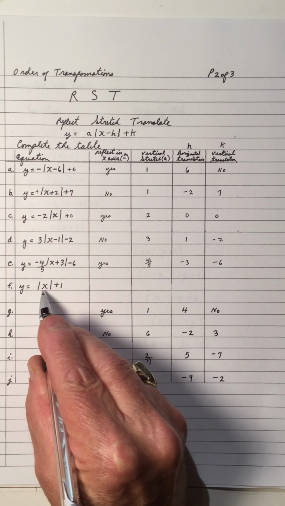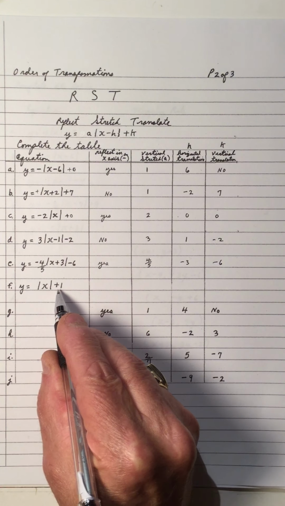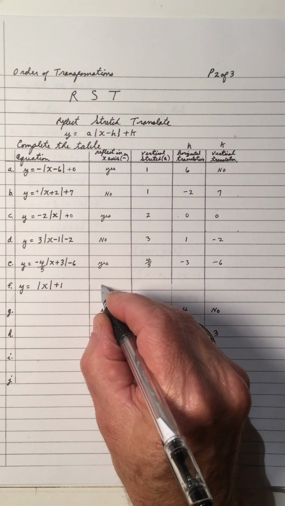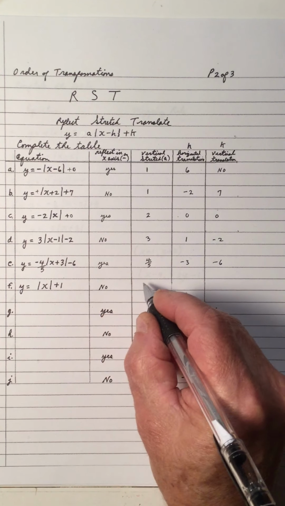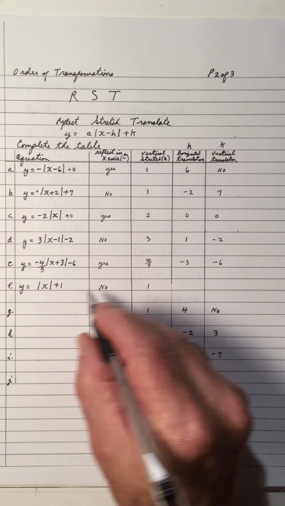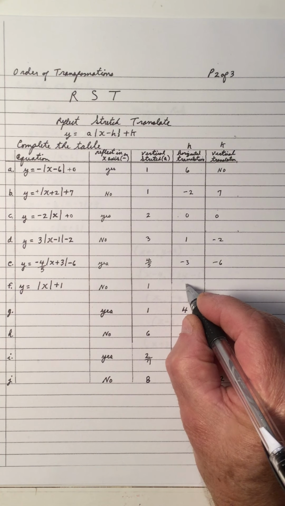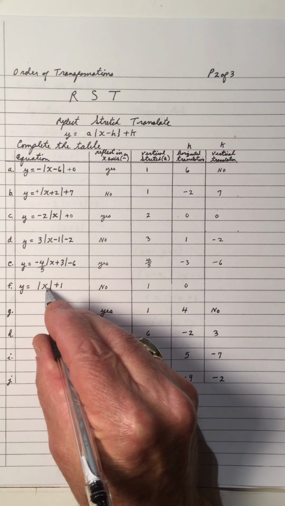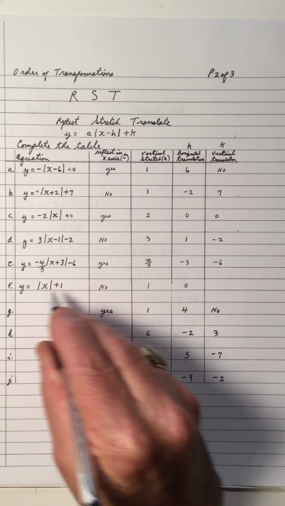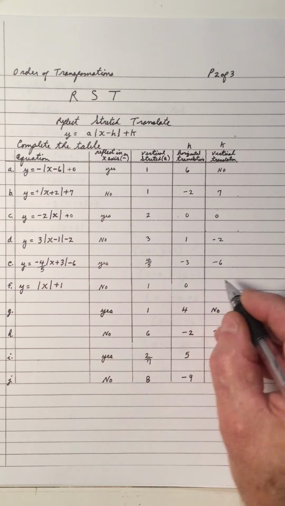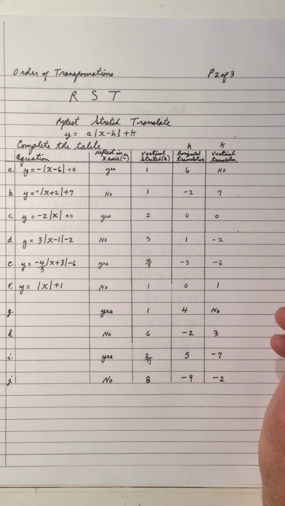F, y equals the absolute value of x plus 1. So there's no reflection in the x-axis. The vertical stretch is 1, so it means there's the same slope. And the horizontal translation is 0 because there's no plus or minus on the inside. And the vertical translation is 1 up.